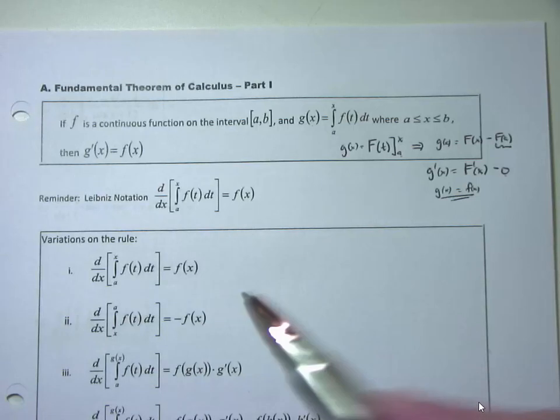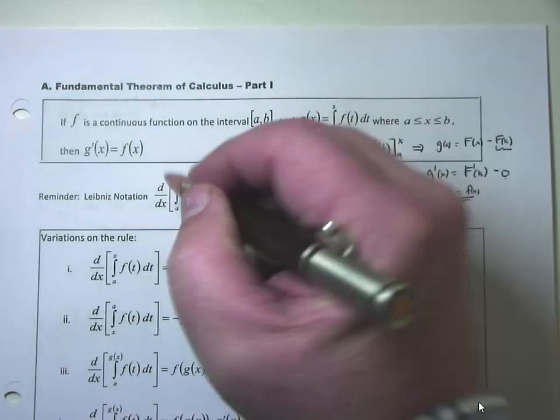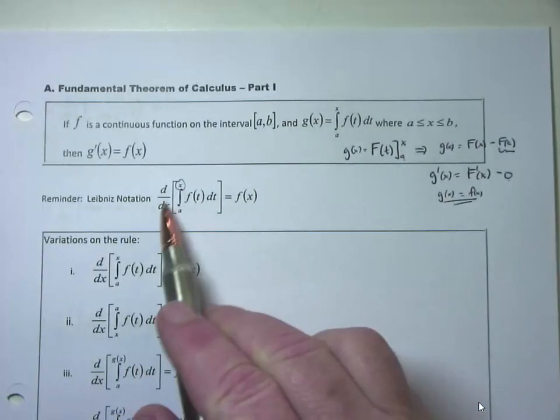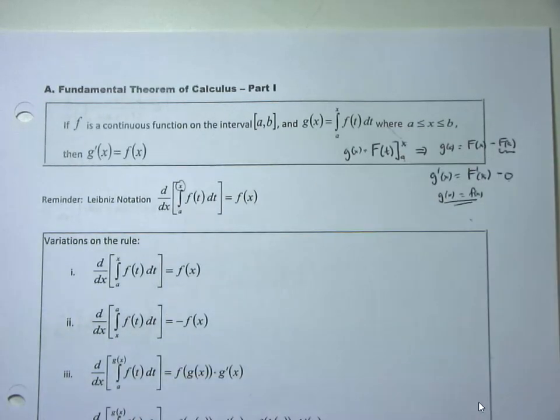In terms of our Leibniz notation, the derivative with respect to x of the integral from a to x, notice x is the variable on the top here, of f of t dt, the derivative and the integral cancel, and you're left with f of x. That's what this theorem is telling you up here.